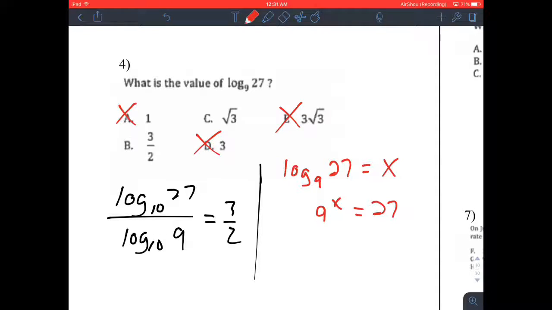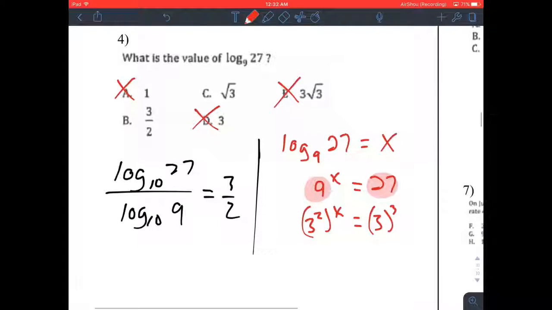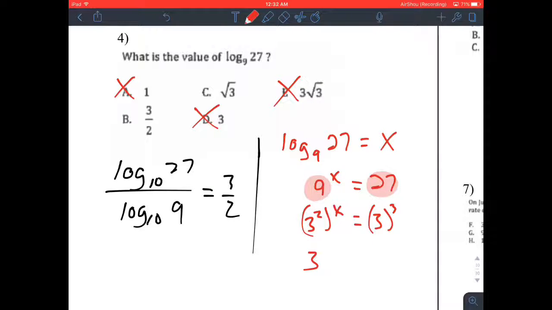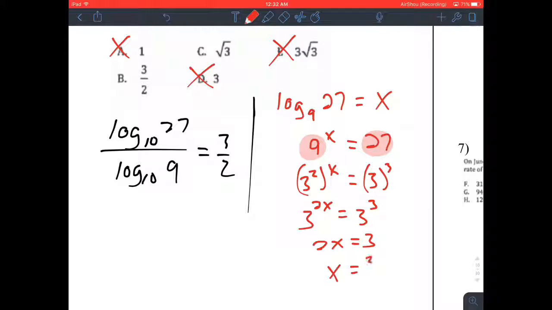Now if you can make the left and right side of the equation have the same base, then the answer is going to be kind of obvious. So 27 and 9 we could both write as a base of 3. 9 would be 3 squared. 27 would be 3 to the third. Power of a power property, 3 to the second to the x is 3 to the 2x. Since our bases are both the same, we can set the exponents equal to each other. Therefore, x is 3 over 2. Much faster to use your calculator for that.